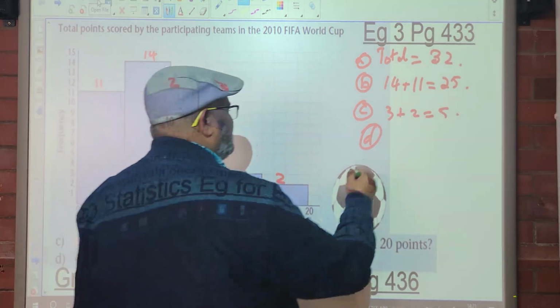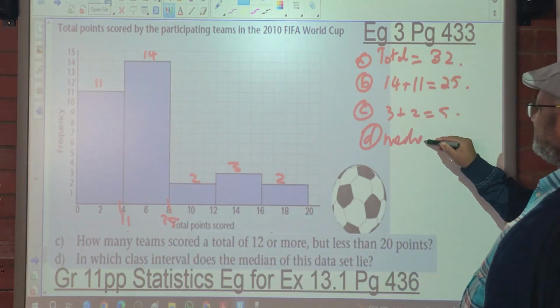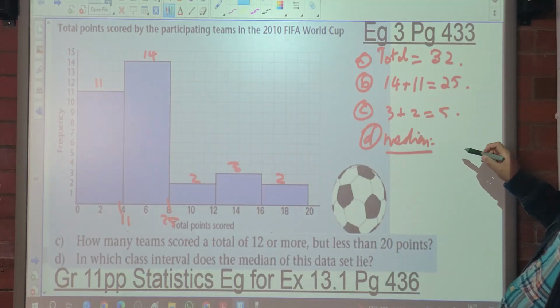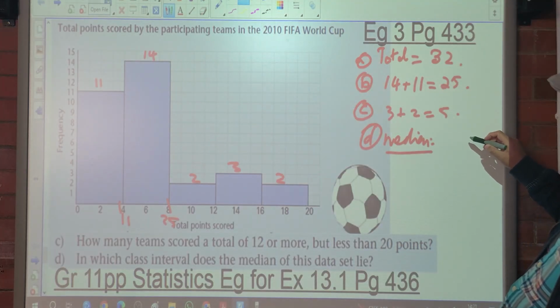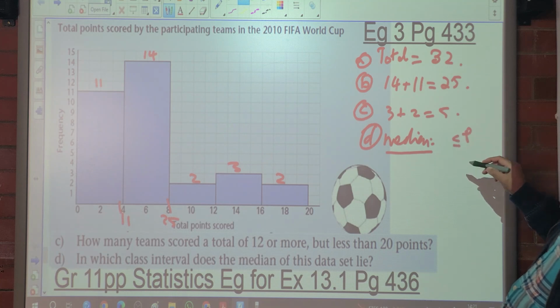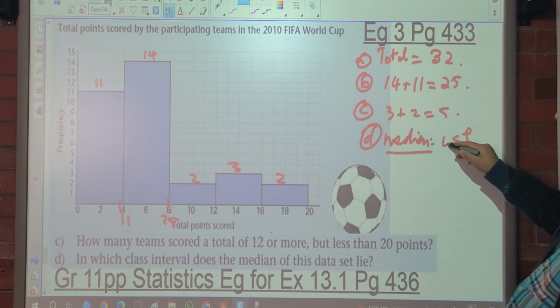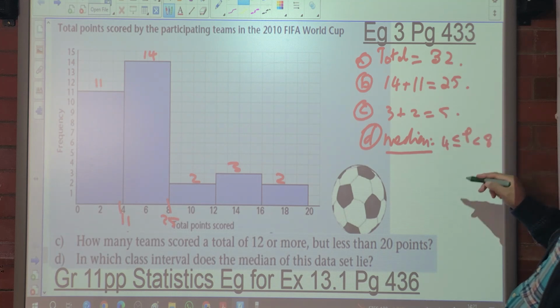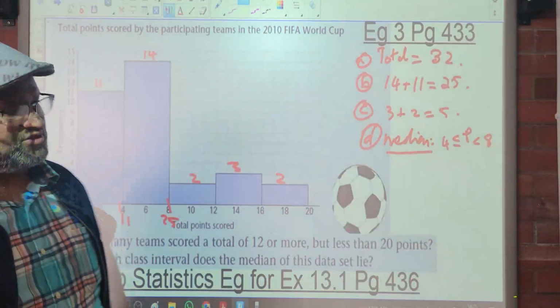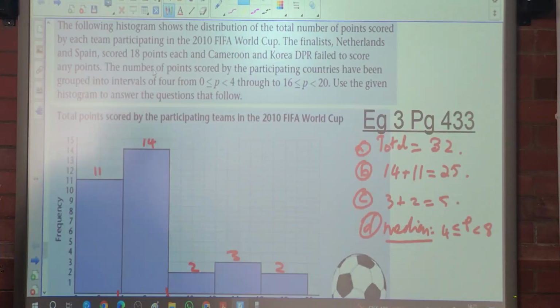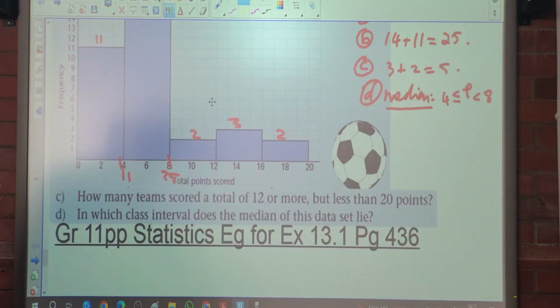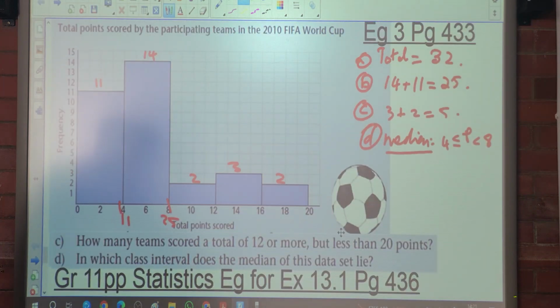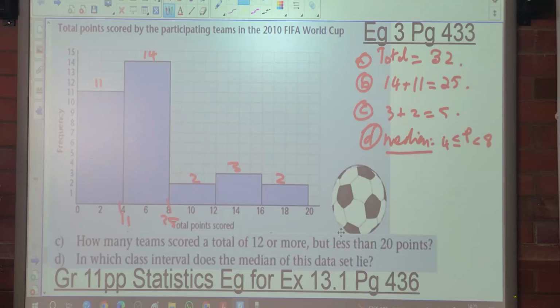So therefore your median will lie in, what is this, total points? So p has to be greater than or equal to 4 but less than 8. Okay, I don't know if they use P or what here. Lowercase p for points. Okay, any confusion there? Lala, you okay? You with us?